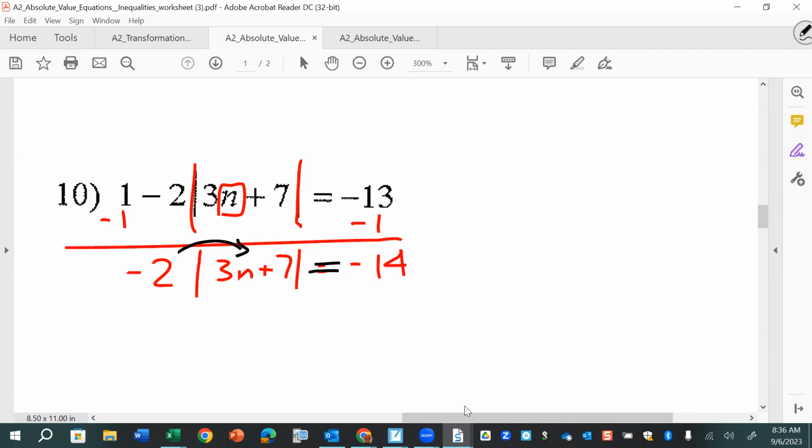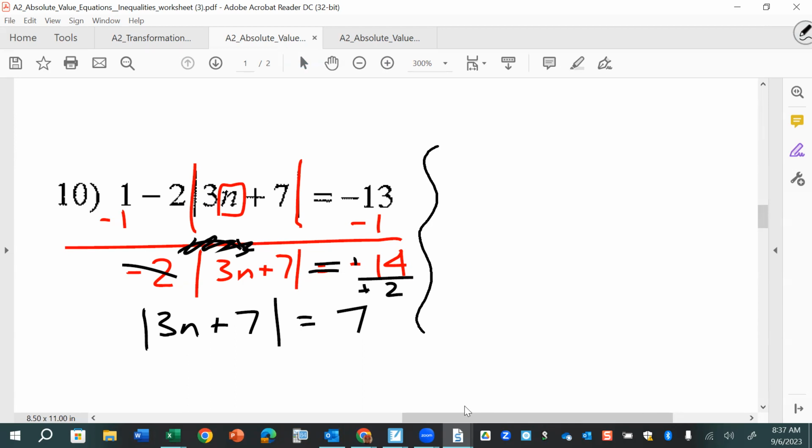Okay, so you said divide. Let's go. What is negative divided by negative? Positive. And of course, 14 divided by 2 is 7. All right. It's split it time. Guess I'll do that here.